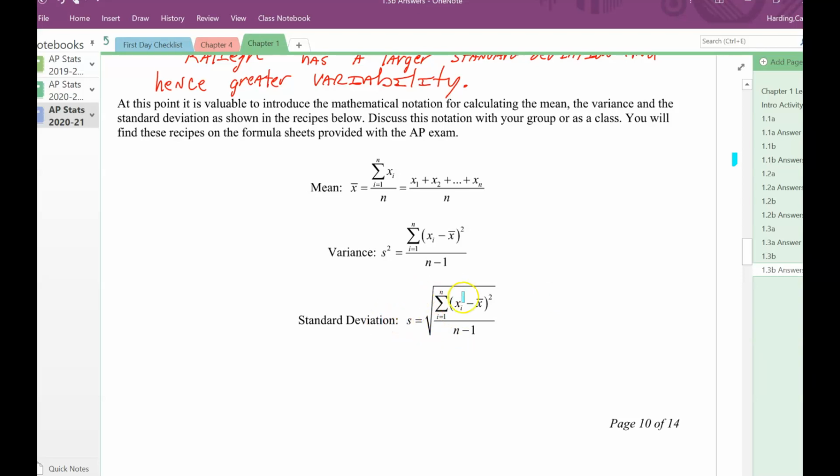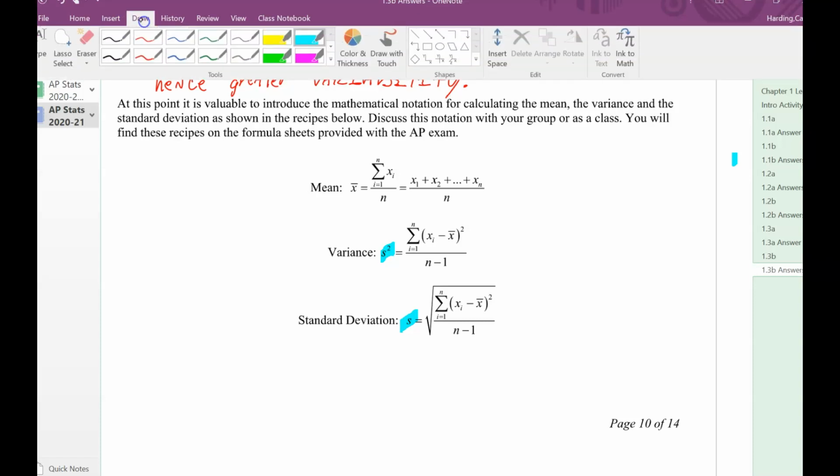So you should just be familiar with what these definitions look like. Variance is simply the square of standard deviation. So here inside the square root is considered the variance. So sometimes you'll hear standard deviation referred to as the square root of variance.